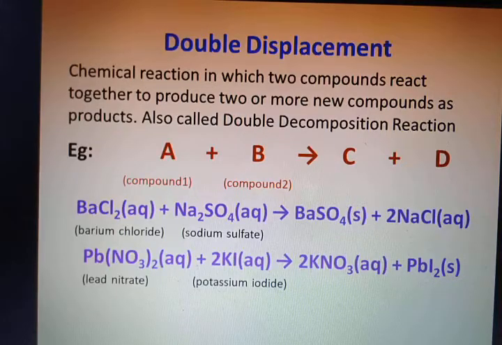Now, there are a few more types of double displacement reaction. What are those types? The first is precipitation reaction. The second is neutralization reaction. The third is hydrolysis reaction. So the first type of double decomposition or double displacement reaction is precipitation reaction, the second, neutralization reaction, the third, hydrolysis reaction. Let's move on to that part.